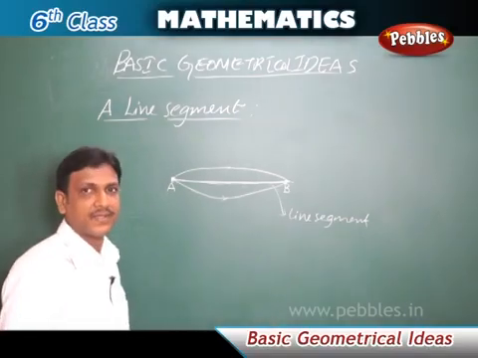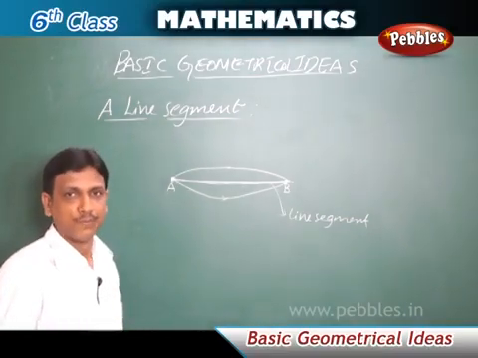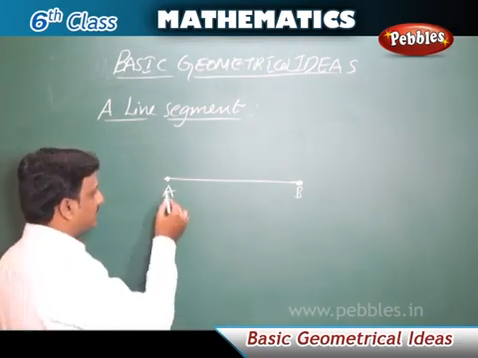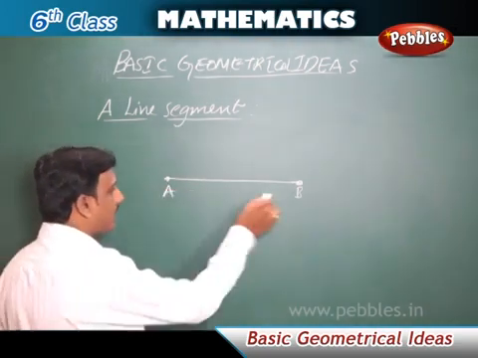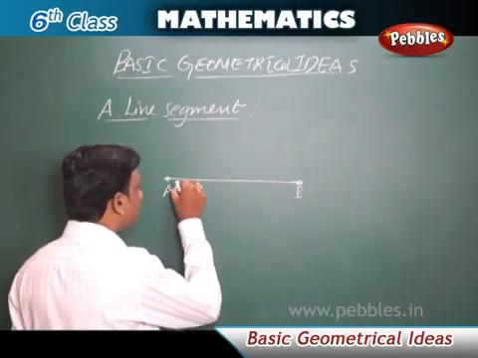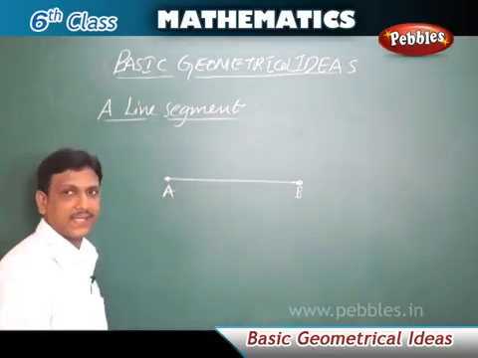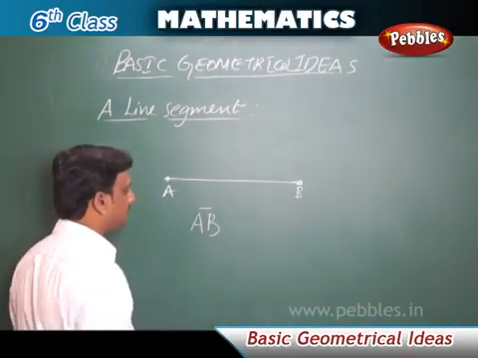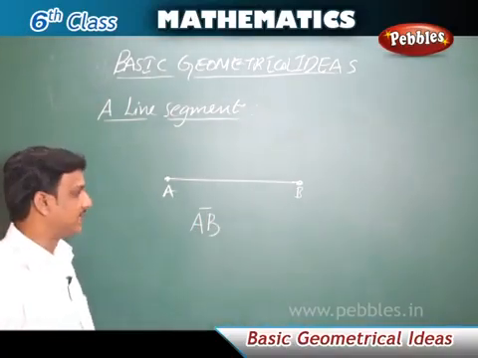So a line segment is a line which joins 2 points. Now how do we denote a line segment? Here is a point A and B. That line between these 2 points is called segment AB. So how do you write it? AB bar. This is segment AB.